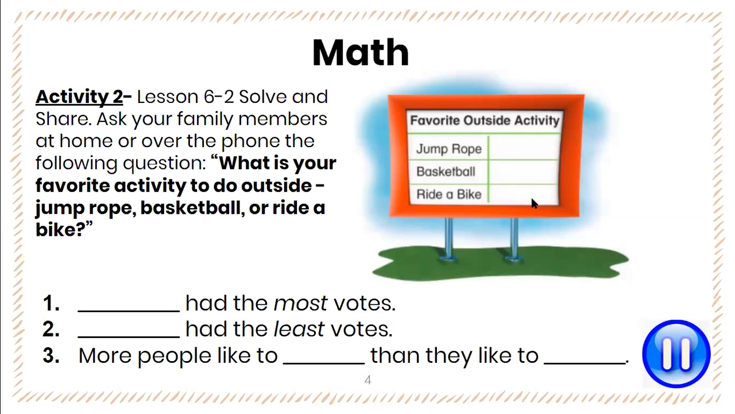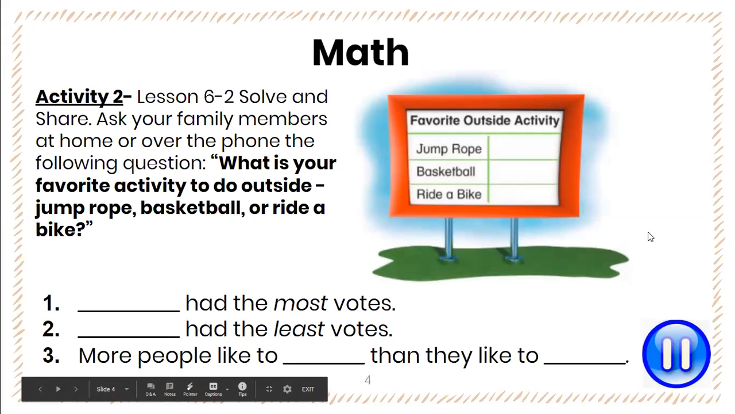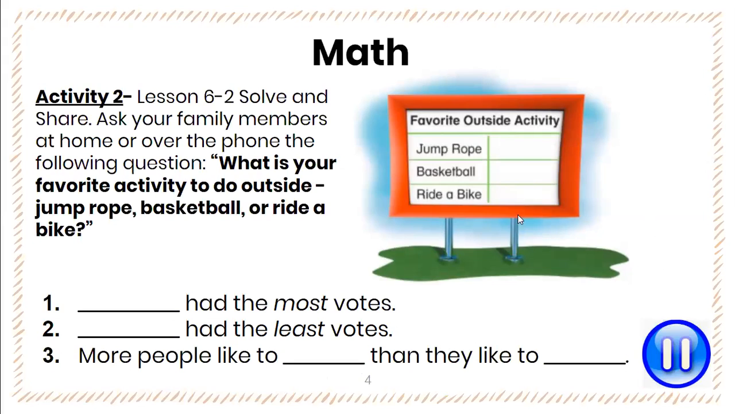Activity number 2 for math is the lesson 6-2 solve and share. This is a really good spot to pause your video right now. You can copy this table or tally chart into your notebook. What you will do is ask your family members at home or over the phone the following question. What is your favorite activity to do outside? Jump rope, basketball, or ride a bike? You can put your tally marks right in here in the table.